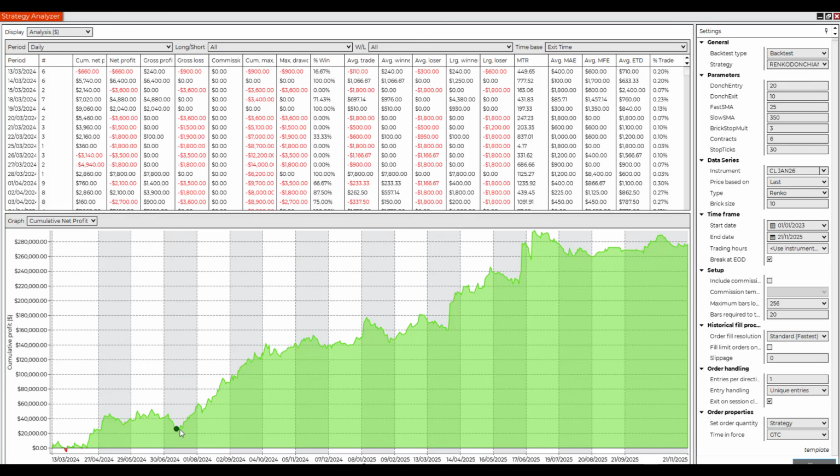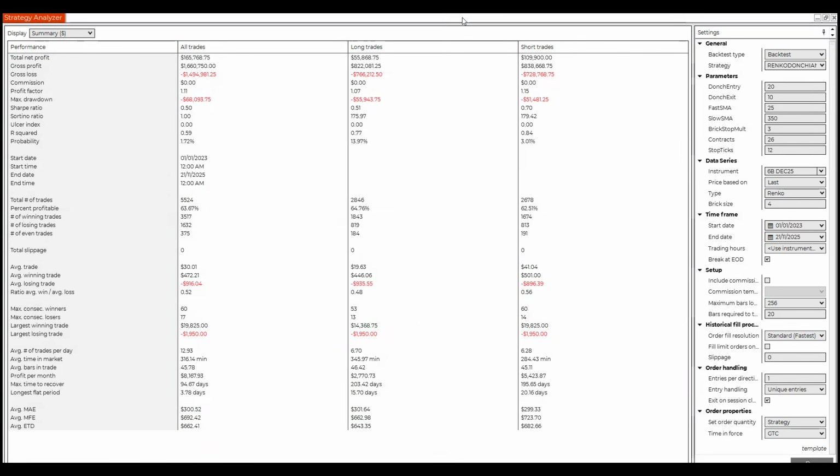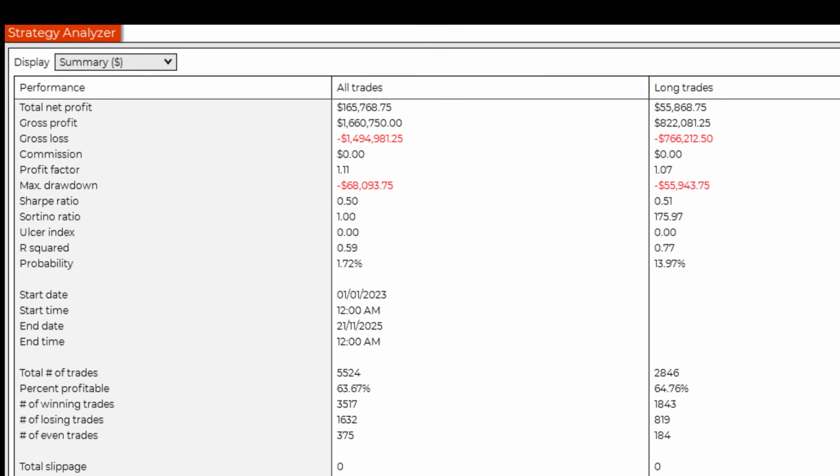Pretty nice looking equity curve, few drawdowns there to note across the curve. Definitely factor them into your trading and if you were ever going to optimize this further. So then we're into the pound against the dollar, ticker 6B.